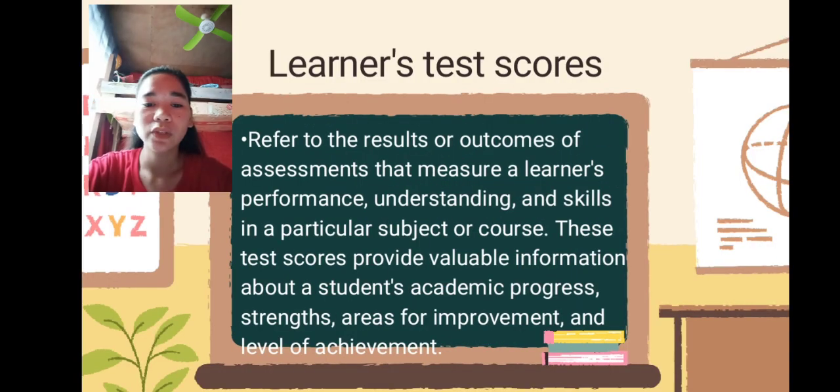Learners' test scores. There are 8 types of learners' test scores, but before we go through that, let me first read what learners' test scores are. Learners' test scores refer to the results or outcomes of assessment that measure a learner's performance, understanding, and skills in a particular subject or course. These test scores provide valuable information about a student's academic progress, strengths, areas for improvement, and level of achievement.